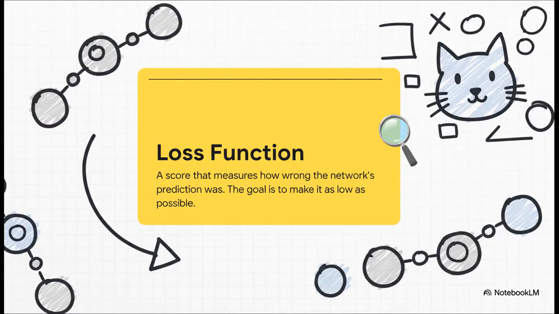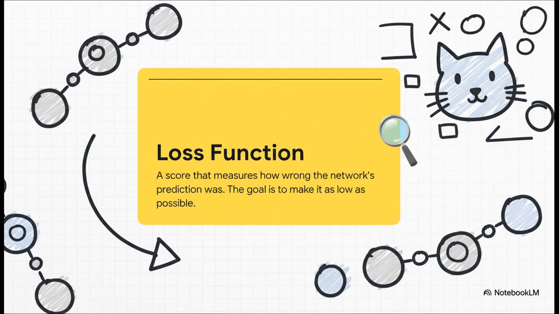Okay, so the network makes a guess, but how does it know if that guess was any good? I mean, how does it learn? Well, that's where something called the loss function comes in. The easiest way to think about it is like a report card. It literally gives the network a score that measures how wrong it was.